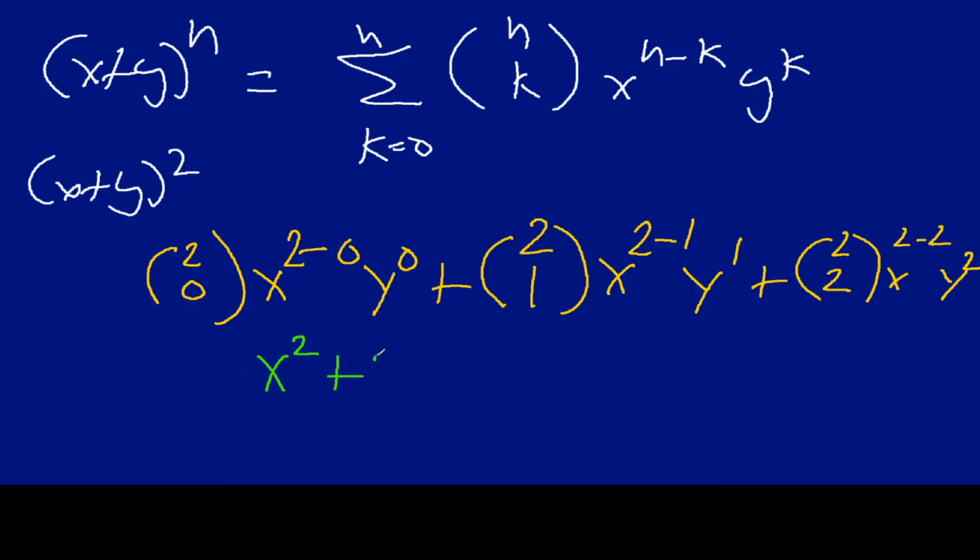And so I'm going to have a big 2 here, and then x squared to the minus 1 is going to be just x, and then y to the first is just going to be y, like that. And then plus, now I have 2 choose 2, that's essentially 1, so I can leave that blank. And then x to the second power minus the second power is going to be x to the 0. That becomes 1, we leave it out, and we end up with y squared. So you can see that we essentially got the exact same answer in a much more efficient way.